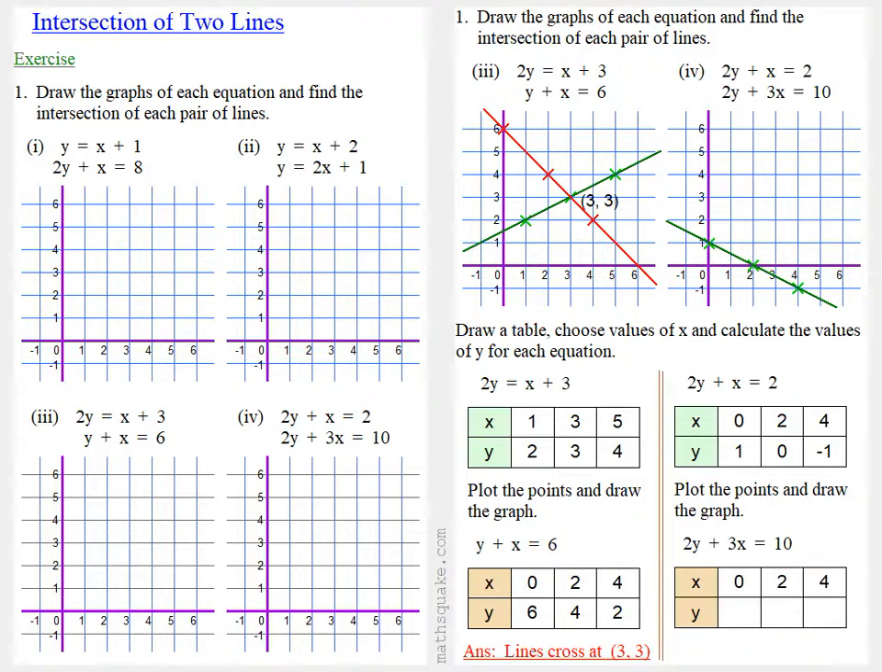If x is 0, then 2y plus 0 is 10, y is 5. If x is 2, then 2y plus 6 equals 10, so 2y is 4, y is 2. If x is 4, 2y plus 12 equals 10, so 2y is minus 2, and so y is minus 1. We can plot those points and join with a straight line. And we see the lines cross at the point 4, minus 1, and so our answer is the lines cross at 4, minus 1.